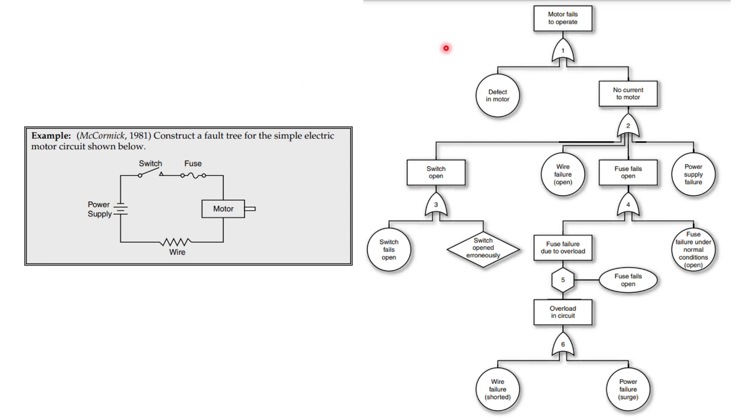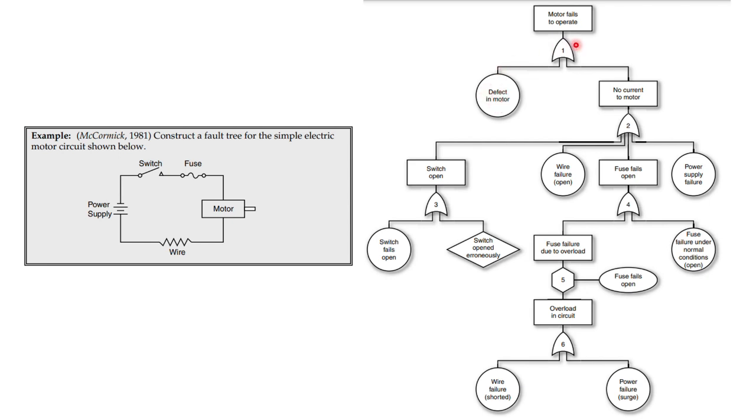So in the fault tree analysis, take for example, the problem is the motor fails to operate. So we have this motor which is malfunctioning or fails to operate, and now we are going to dive deeper into the reasons why it happens. The first one is an OR gate, which means that either of the two reasons might occur, but not both. The first one is defect in motor, which is a primary event. So no need to explain this further. It just says that the motor is defective.